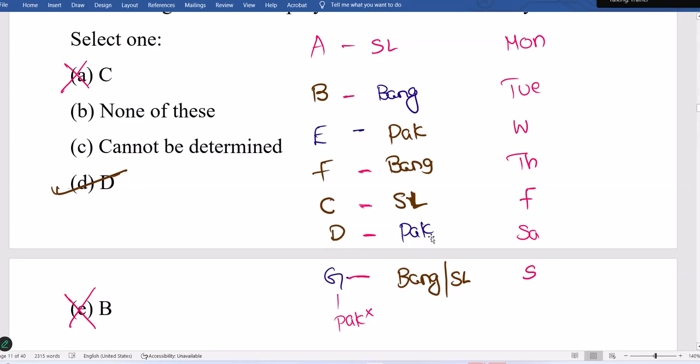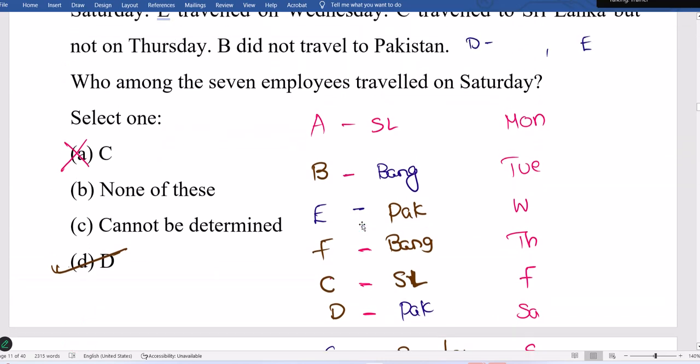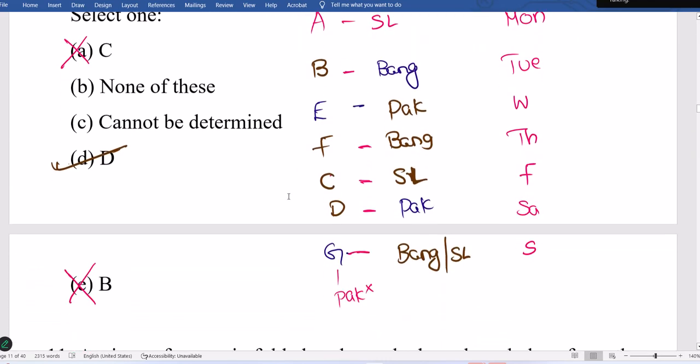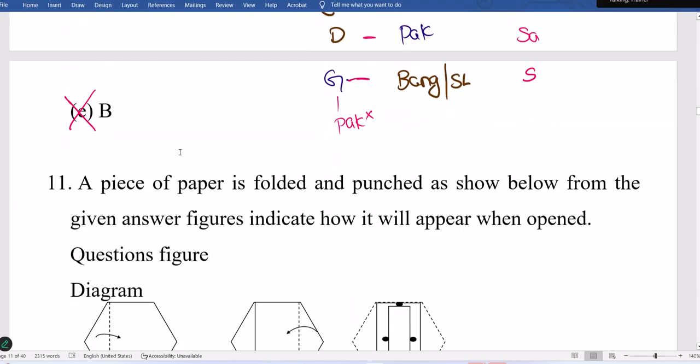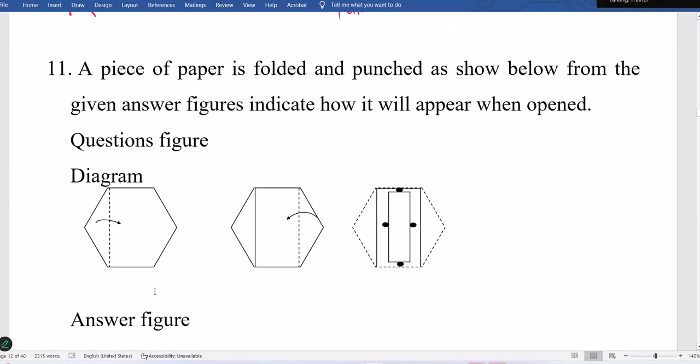Fine. So this is obtained. On Saturday, which person is D? You see, one by one, if you map, you get the answer. D is Pakistan, Saturday. Don't say cannot be determined. We can do that. Now, let's see about the easy question now.